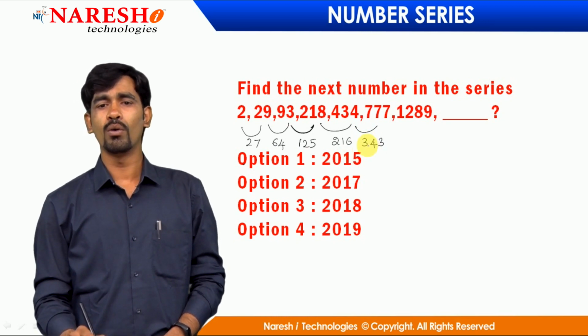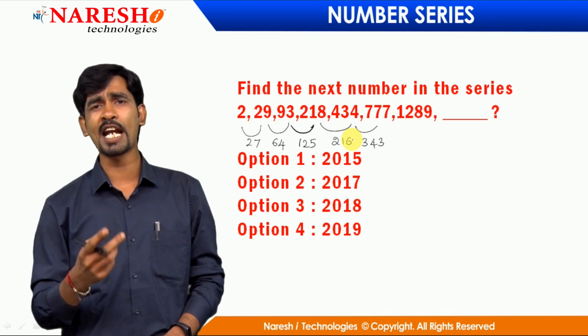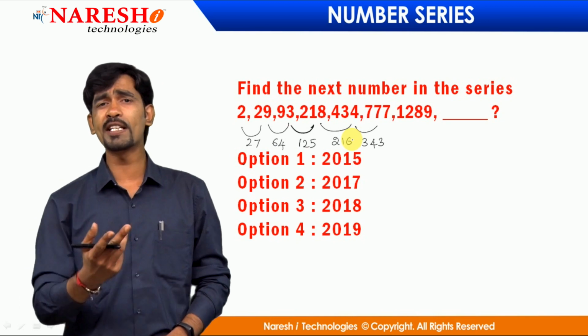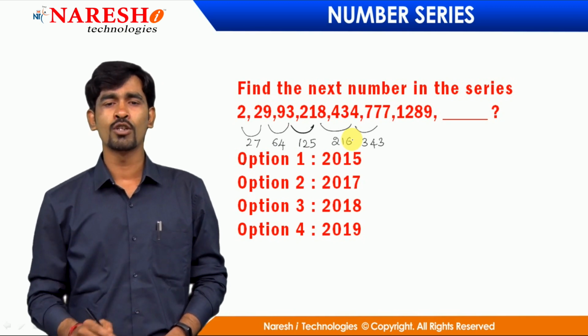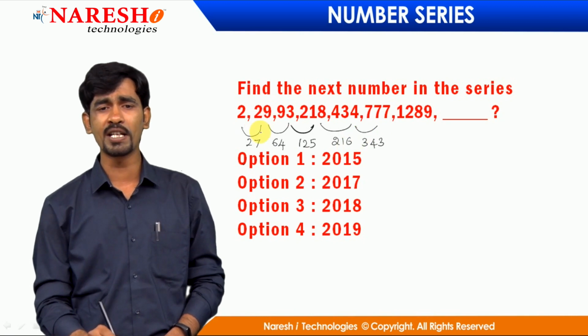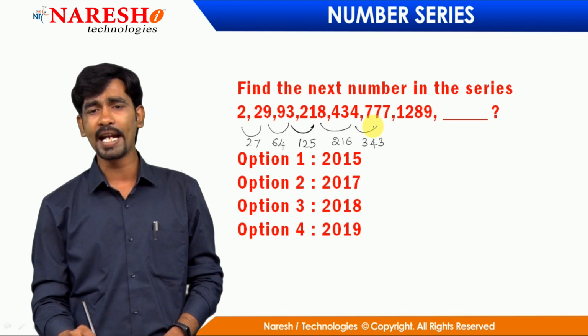And what are these number patterns? 27, 64, 125. Have you seen these patterns anywhere? Yes, these are the perfect cubes. So, the differences are maintaining perfect cubes actually. So, 27, 64, 125, 216, 343. These are nothing but 3 cube, 4 cube, 5 cube, 6 cube, 7 cube. The next one is going to be 8 cube.